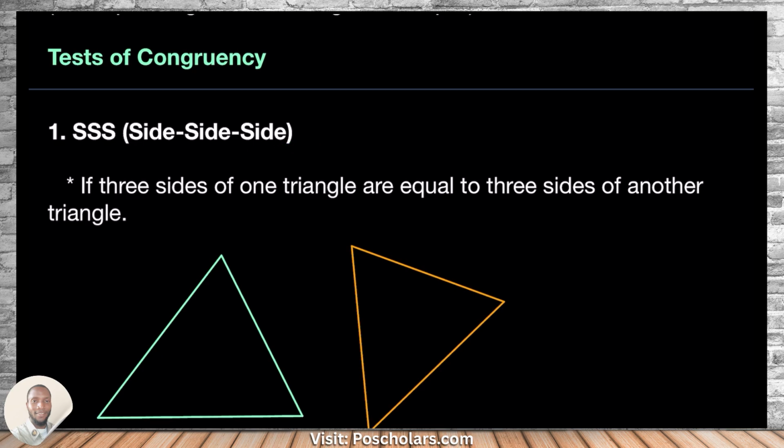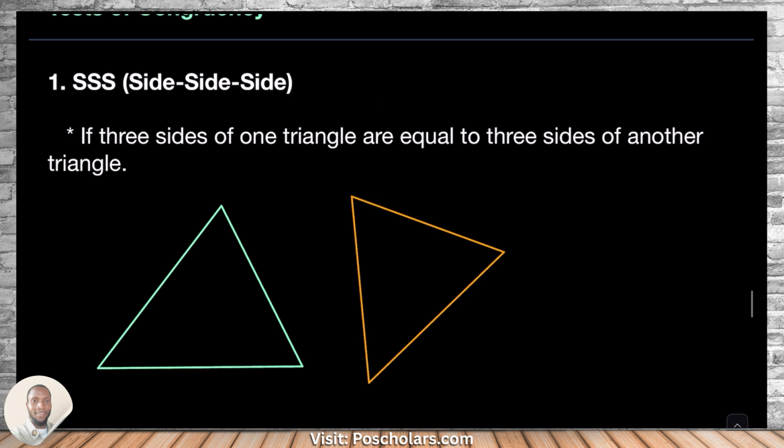It says if 3 sides of one triangle are equal to 3 sides of another triangle, right? Now, this is the first triangle, this is the second triangle. The theorem is saying the 3 sides of this first triangle must be equal to the 3 sides of the second. So automatically, these two triangles are congruent because this side is equal to this side, this side is equal to this side, and this side is equal to this side. So these triangles are congruent.